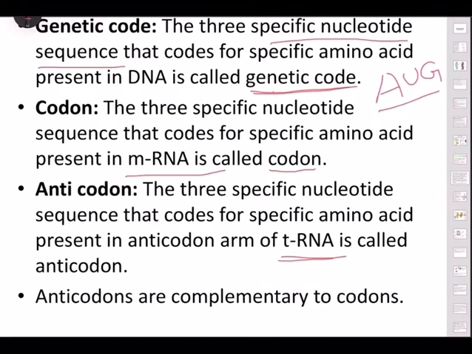Just now we talked about the tRNA, and while talking we said that tRNA stands for transfer RNA, or it is also called adapter RNA. It consists of an amino acid binding site, and this amino acid binding site lies opposite to the anticodon site. Okay, and anticodons are complementary to codons.